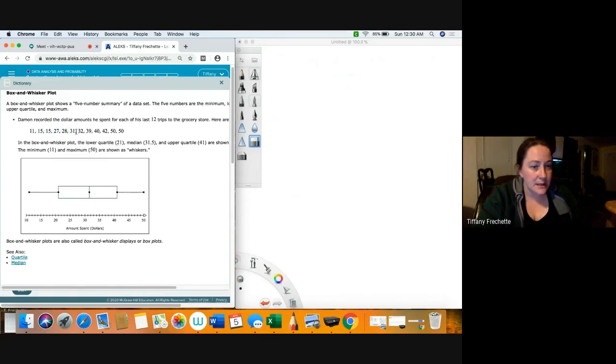And then I do the same thing, and I'm going to re-highlight that comma just so you can see. So this is the upper quartile, or the upper half. It's not the upper quartile. The upper quartile is actually the number we're going to find.